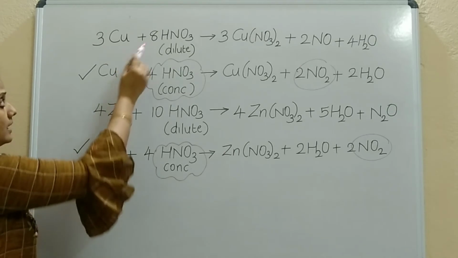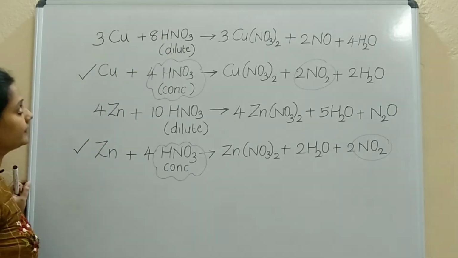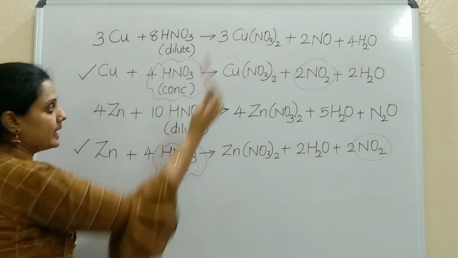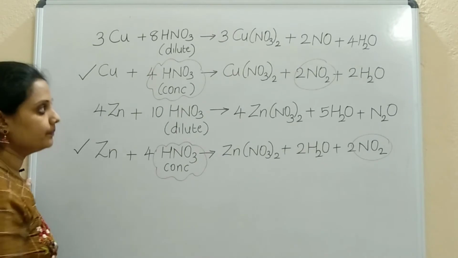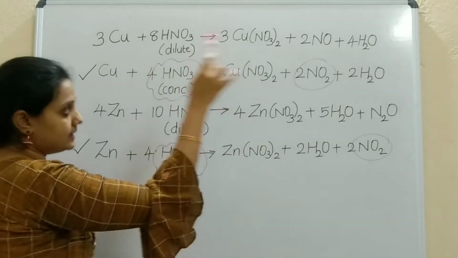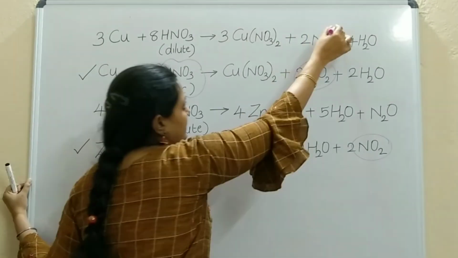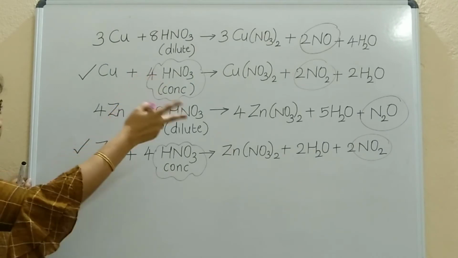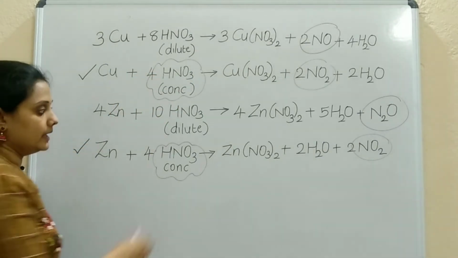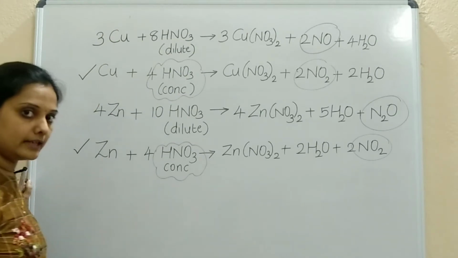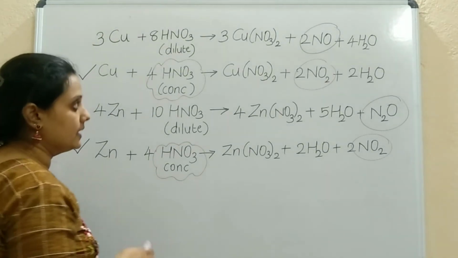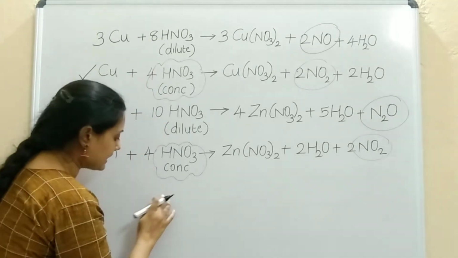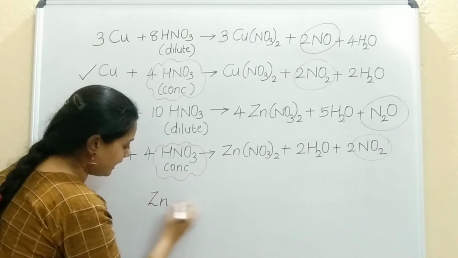Now the question is, with dilute HNO3, copper and zinc will react, but check the products here. Copper nitrate is forming, zinc nitrate, water, but check the oxides, what it is forming: NO, N2O. So the nitrogen oxide is different in dilute cases, when HNO3 is taken in the dilute form. What is the reason? Check for the metal, which is a reactive metal, zinc and copper.